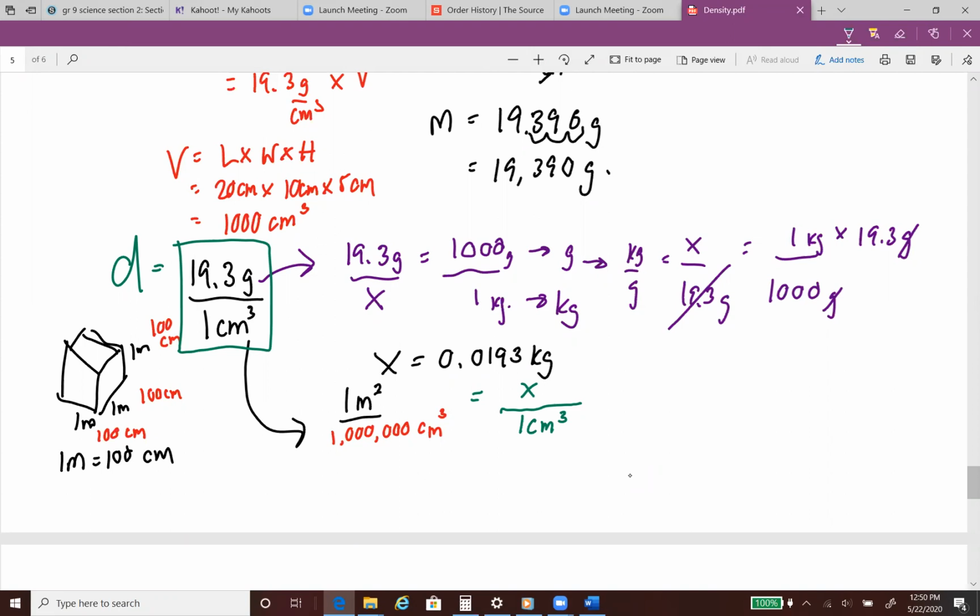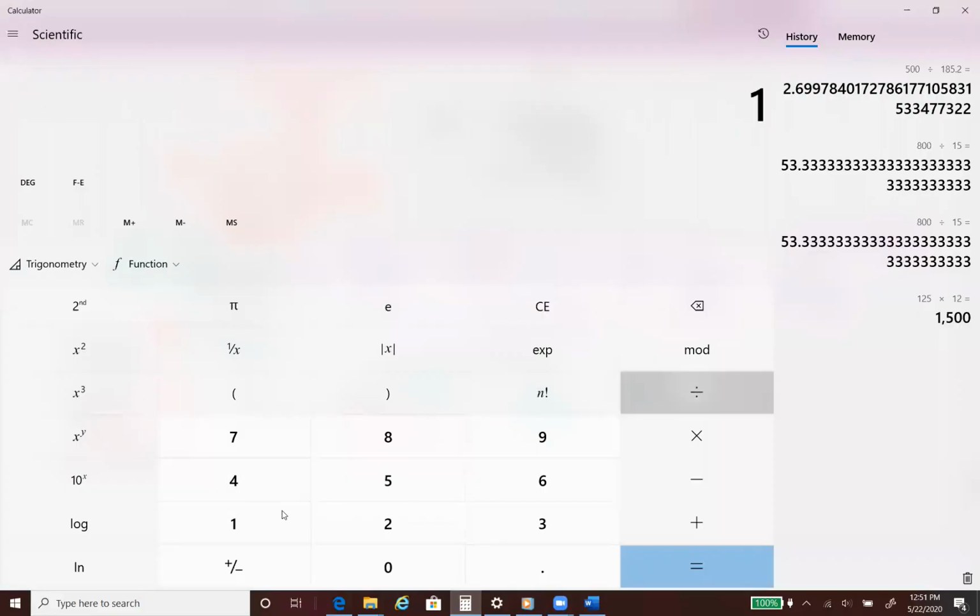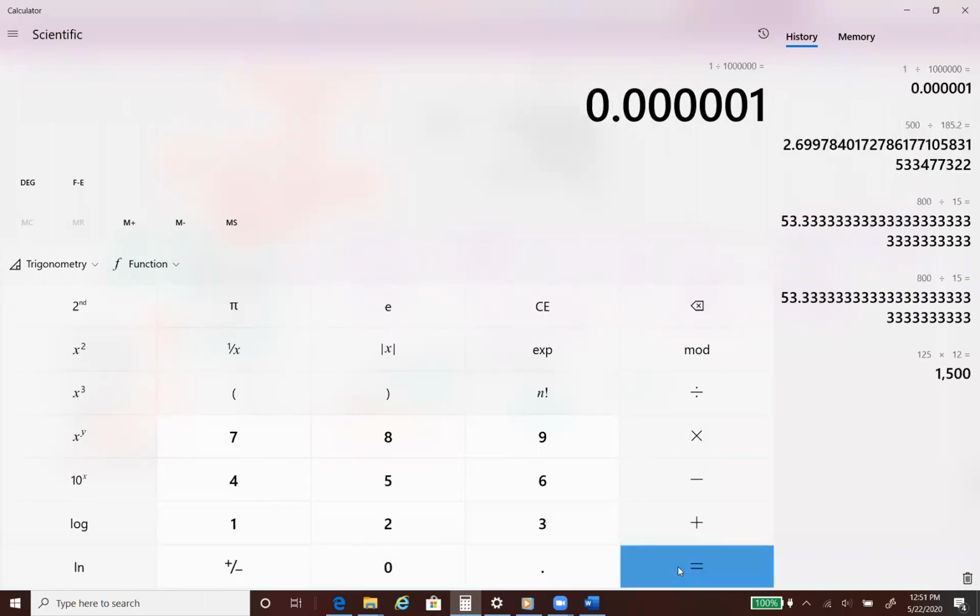So what could I do? I can get rid of this 1 centimeter cubed and multiply this side by 1 centimeter cubed, and now my centimeters cubed will cancel out. So x would be 1 meter cubed over a million, so x is 1 over a million. If I do 1 divided by a million, I can write it as 0.000001, which should be 5 zeros and a 1.